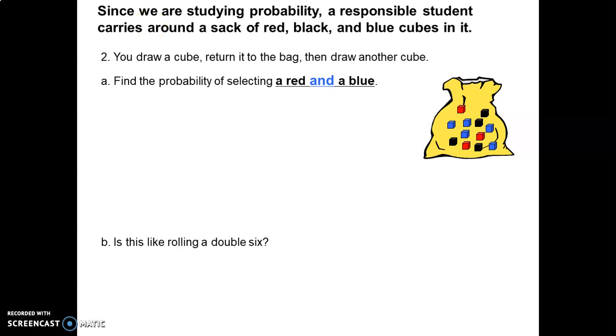You draw a cube, return it to the bag. This is important here. Then draw another cube. Find the probability of selecting a red and a blue. Okay, try that. Here's the answer, red and blue. So red and blue can be red first, then blue, or blue first, then red. So there's two ways you should look at.